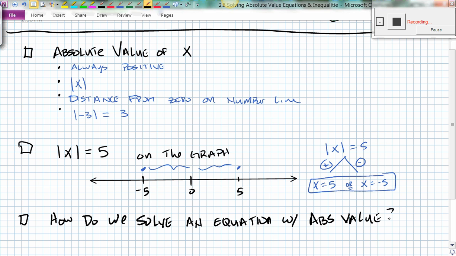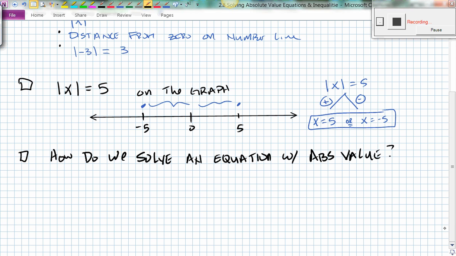Okay, so the question is, how do we solve an equation involving absolute value? You're going to be presented with things that look like this: the absolute value of ax plus b is equal to c, where c is greater than 0. Why is c greater than 0? It has to be positive, right? Absolute value can't be negative, so we set it greater than 0.